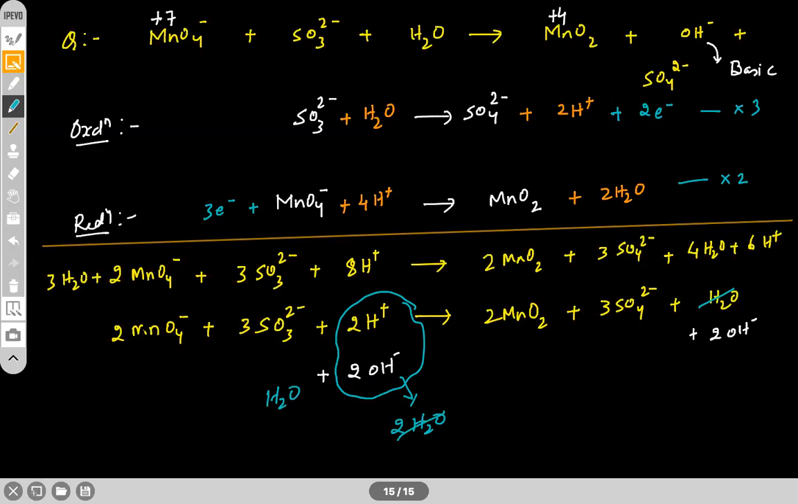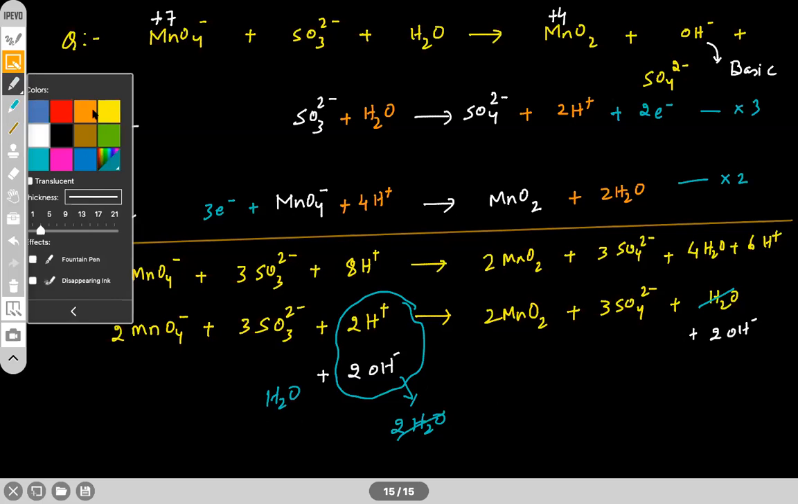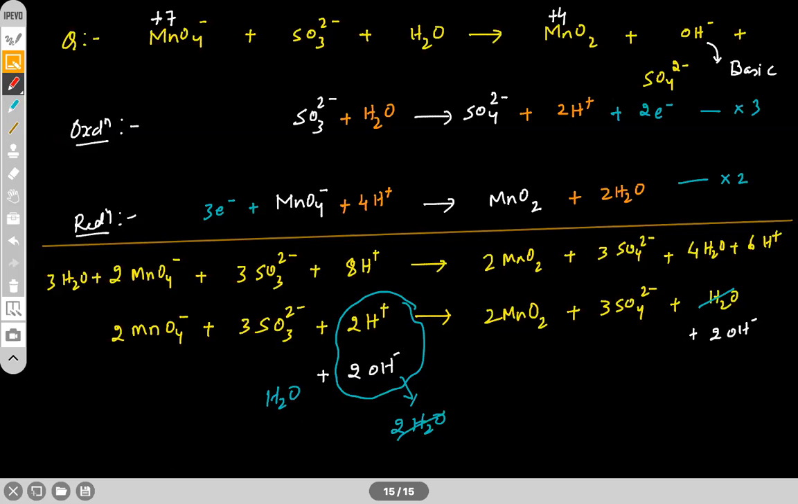So the net reaction is 2 MnO4 minus. I'll write down here, just a second. The net reaction for this is 2 MnO4 minus plus 3 SO3 2 minus plus H2O gives 2 MnO2 plus 3 SO4 2 minus plus 2 OH minus. This is the net reaction. If you want, you can cross check that all atoms and charge are balanced with this.